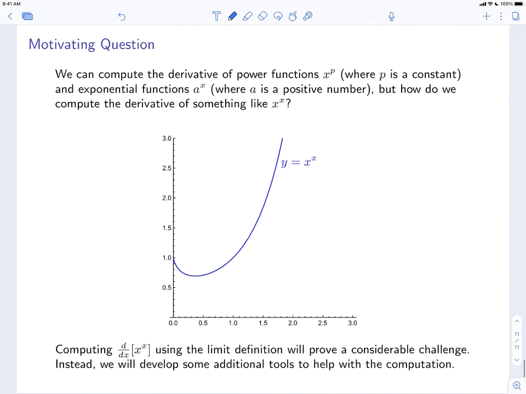Let's talk about something a little more complicated. We know how to compute the derivative of a power function, x to the p, where p is a constant. And we know how to compute the derivative of an exponential function, a to the x, where a is a constant. Well, specifically, a is a positive number, and we usually don't want a to be equal to 1. Now, the real question is, how do we compute the derivative of something like x to the x? Computing this directly using the limit definition will be a considerable challenge. So instead of doing it that way, we're going to develop some additional tools that will help us with the computation.